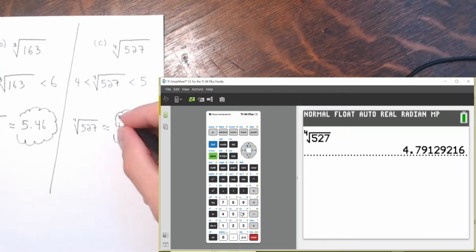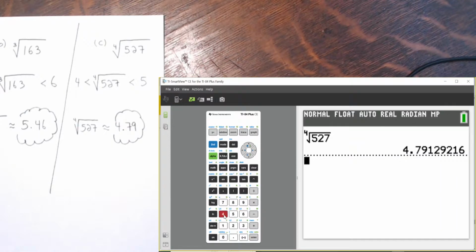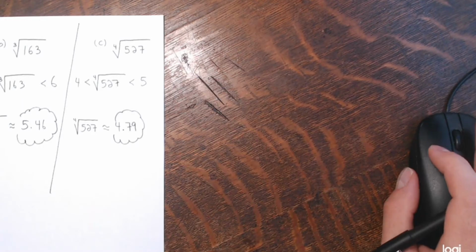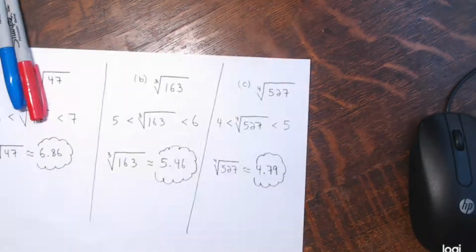Great. Let's test it out. Let's take 4.79, raise that to the fourth power, since this is a fourth root, and see if we get something close to 527. And indeed, that's 526 point something. That's close to 527. So 4.79 is a reasonable approximation of the fourth root of 527.